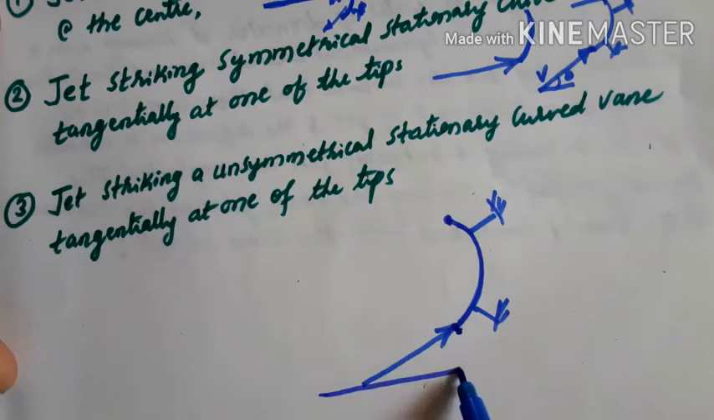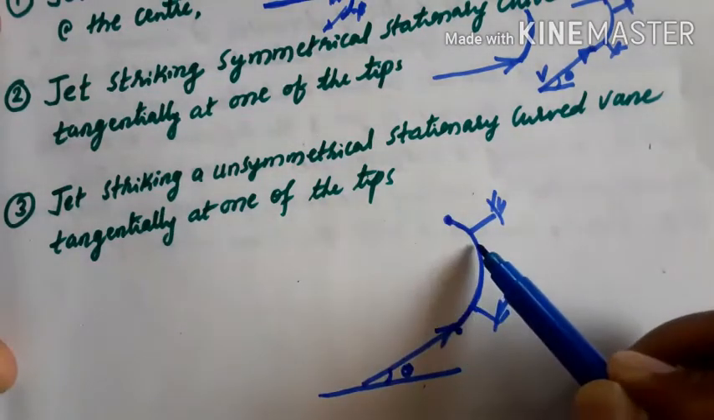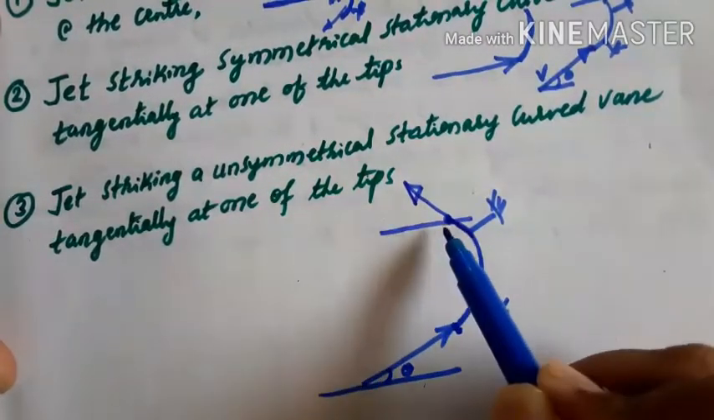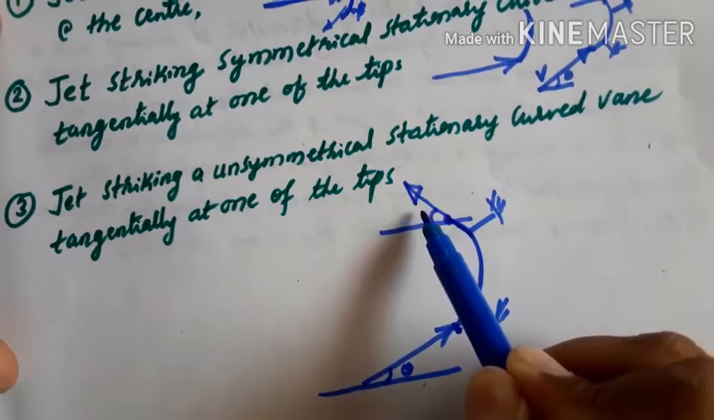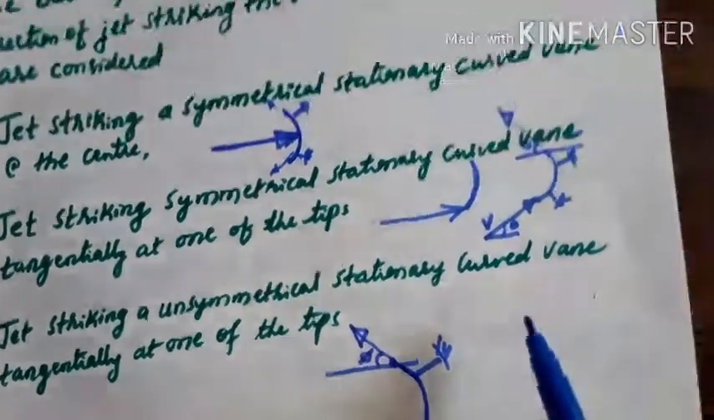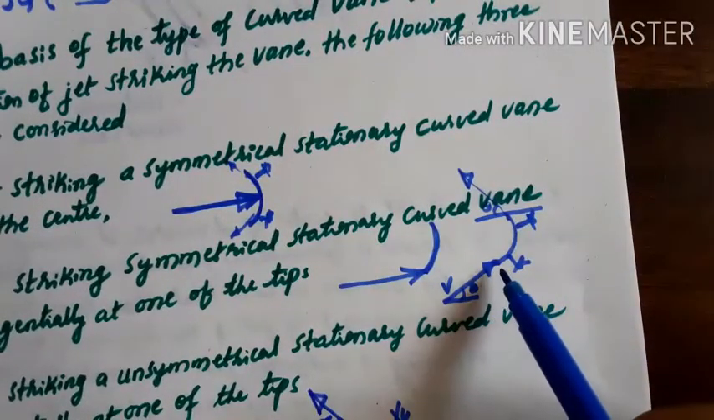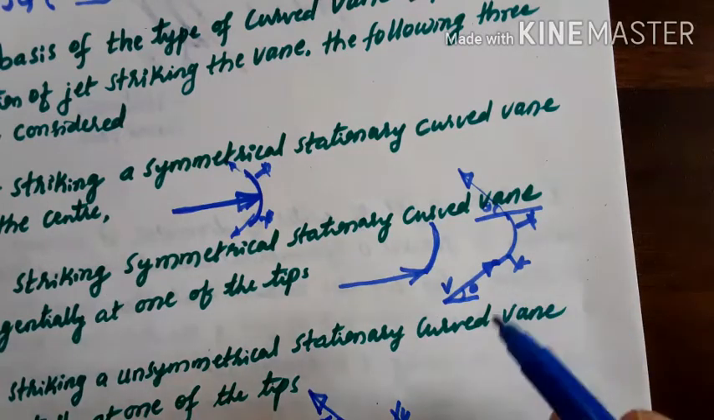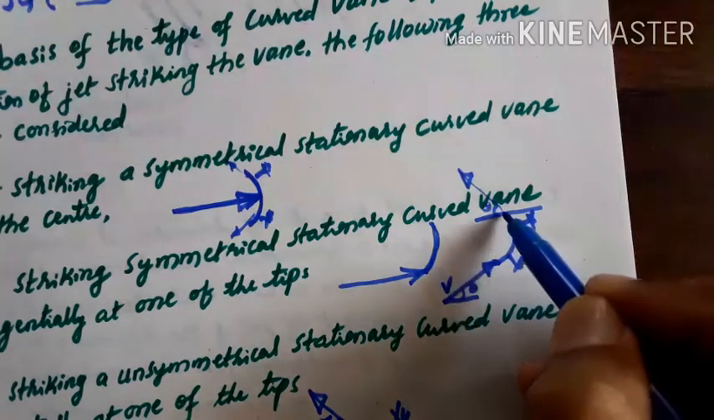When it is striking tangentially, it is making an angle of theta with the horizontal. So it will be entering with some angle theta, and again it will be leaving like this. When you draw the horizontal here, it will be leaving at some other angle, say phi. In the previous case, when the jet was striking at one of the tips, it was entering with an angle of theta and leaving with the same angle theta.